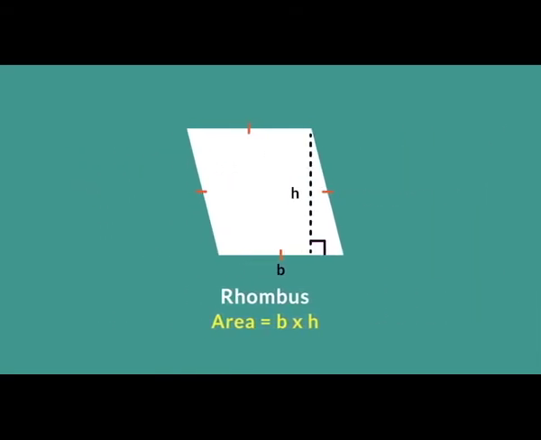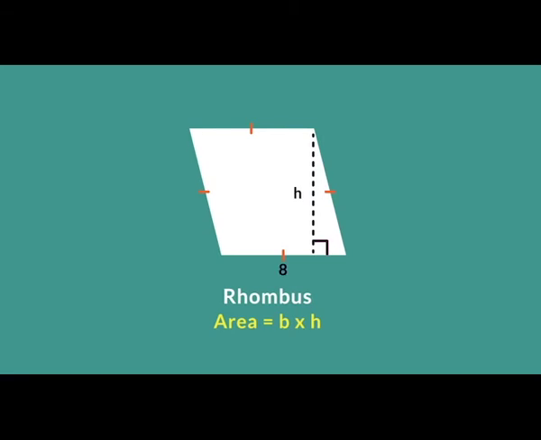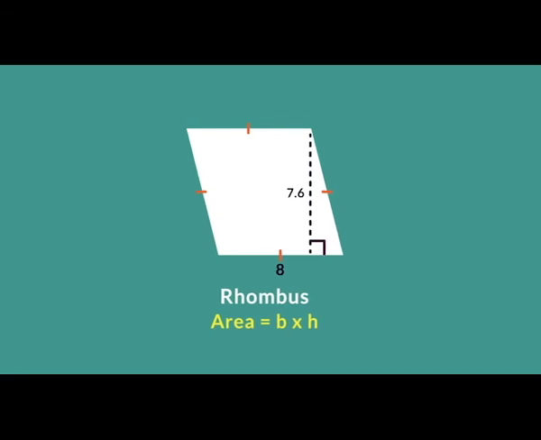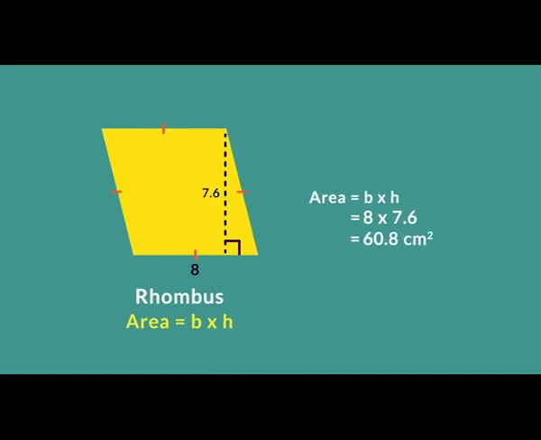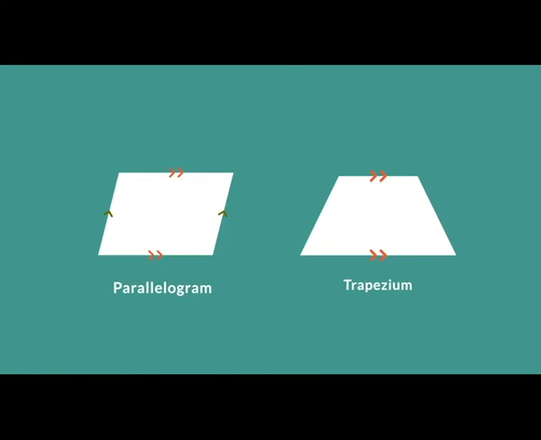This rhombus has sides equal to 8 centimeters and a perpendicular height of 7.6 centimeters, so it has an area of 60.8 centimeters squared. Now we get to our last 2 plane figures.